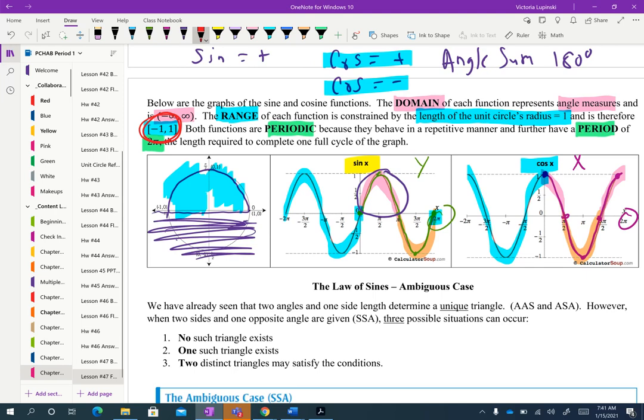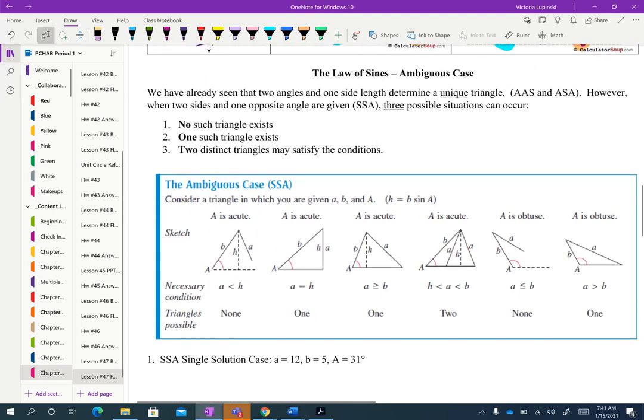So setting all that up, let's go ahead and talk about the law of sines ambiguous case. So only the law of sines. We have already seen that if you have two angles and one side length opposite them, that determines a unique triangle. Again, when it comes to law of sines, angle, angle, side, and angle, side, angle don't give you any issue. The one that we do have to watch out for is the ambiguous case, side, side, angle. And it turns out that when you do the ambiguous case, there are three possible things that can happen.